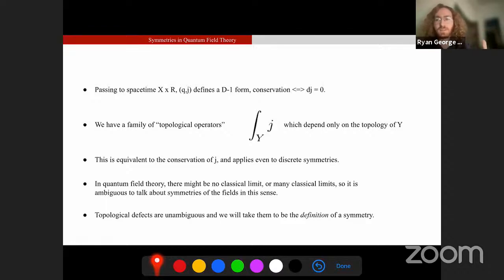classical field theory, then maybe it makes sense to think in terms of transformations of the fields. But actually, quantum field theories can usually be described in many different ways. There are dualities. There might even not be a classical limit, so that we might not even have a starting point. So it's ambiguous to talk about transformations acting on the fields. It's unambiguous to talk about transformations acting on space-time, but it is ambiguous if you want to describe more intricate symmetries. The thing that's unambiguous is to just ask about the set of topological operators. So that's why we're going to study topological operators as the definition of a symmetry.